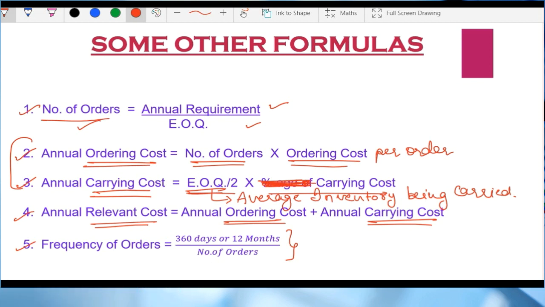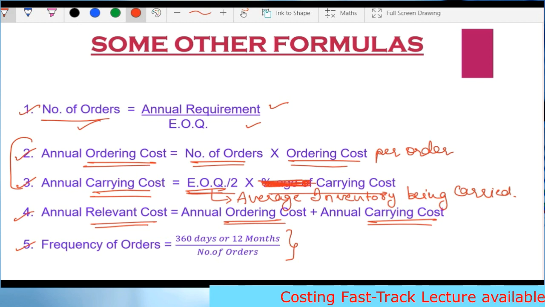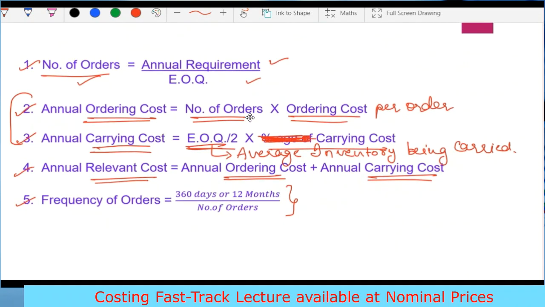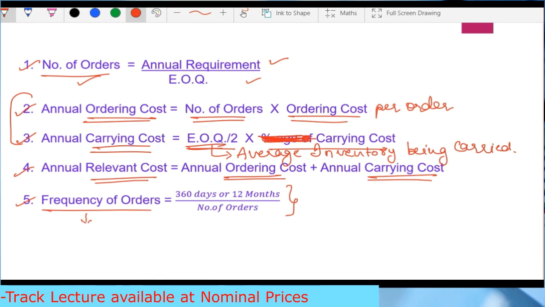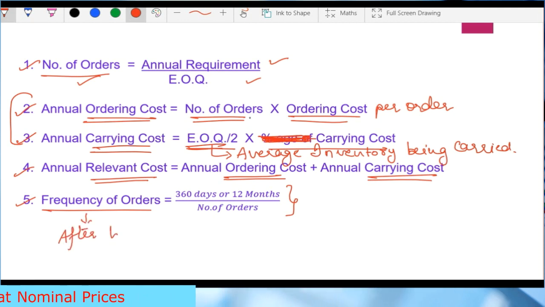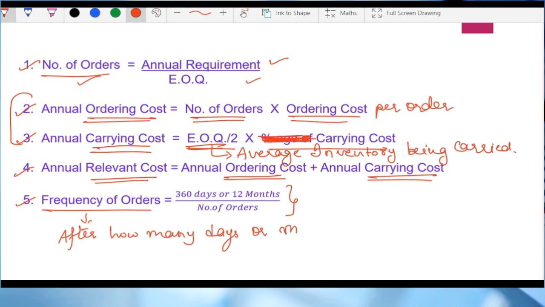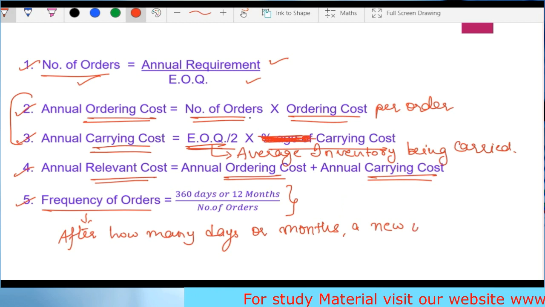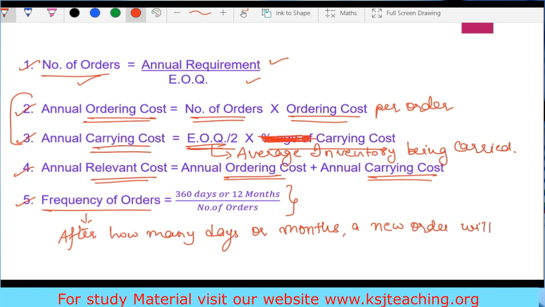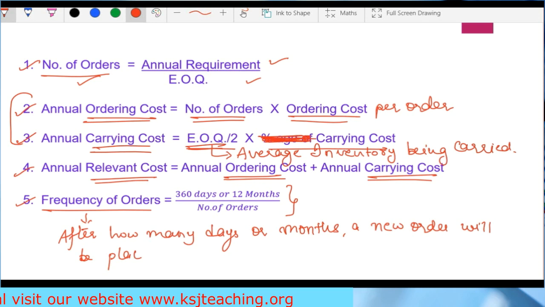Clear? After how many days or after how many months you have to place an order. That is known as frequency of order. Okay. Frequency of order means after how many days or months a new order will be placed. Clear? So this is my frequency of orders.